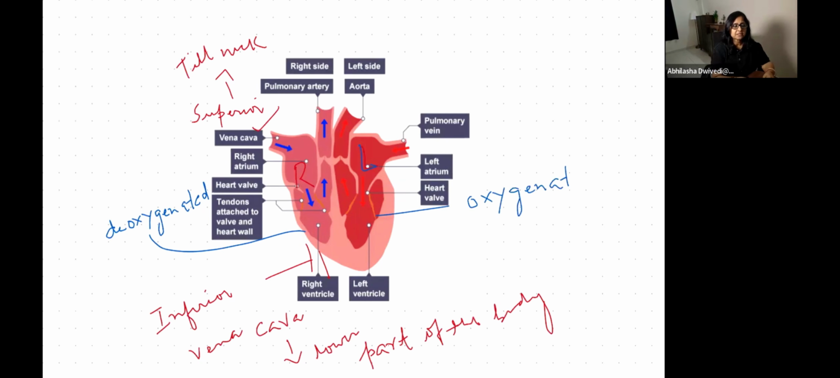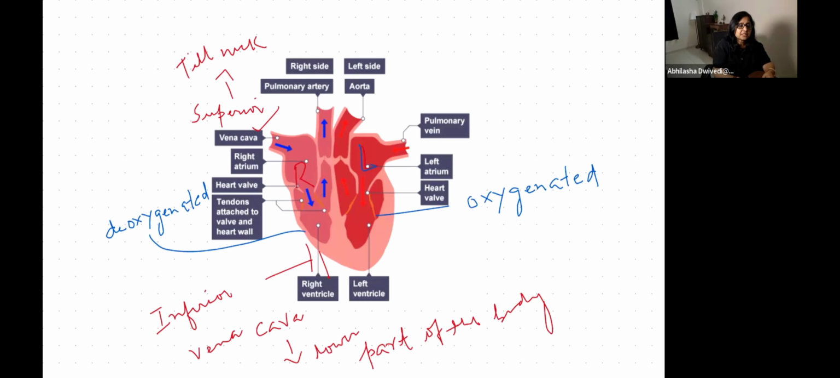So remember this: the side which appears to be left is actually right, and the side which appears to be right is actually left. And deoxygenated and oxygenated, we cannot go wrong here. If we go wrong, it will be completely wrong, right? It will not be a little bit wrong, it will be completely wrong. That's why we have to be very careful.